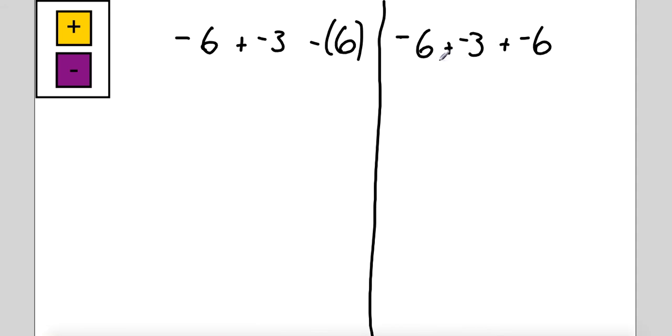And now I can solve this problem from left to right. Negative 6 plus negative 3 is going to give me negative 9. I'm going to drop the rest of my problem, plus negative 6. Negative 9 plus negative 6 is going to give me negative 15.